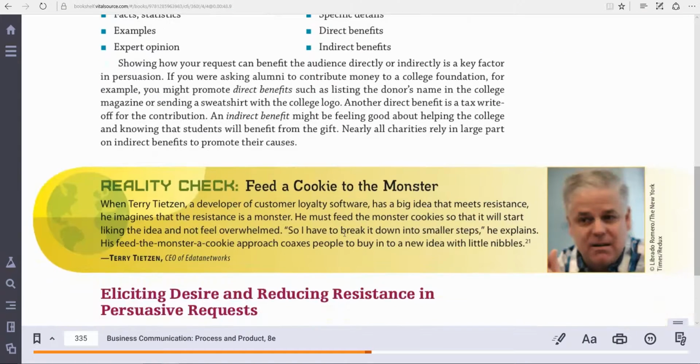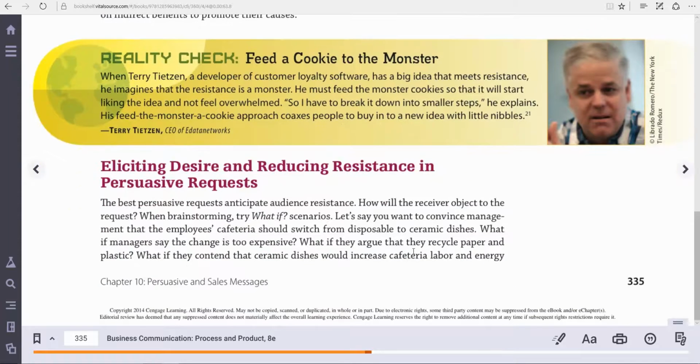And this is about feeding a cookie to the monster. Customer loyalty software. So I have to break it down into small bits, into small steps. Yes, the feed-the-monster-a-cookie approach coaxes people to buy into a new idea with little nibbles.